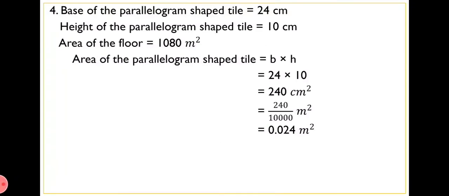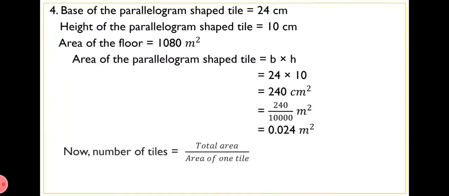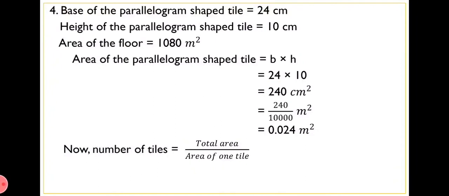Now this is the area of one tile. Now total area is given, so number of tiles equal to total area upon area of one tile, that is equal to 1080 upon 0.024, that is equal to 45,000 tiles.